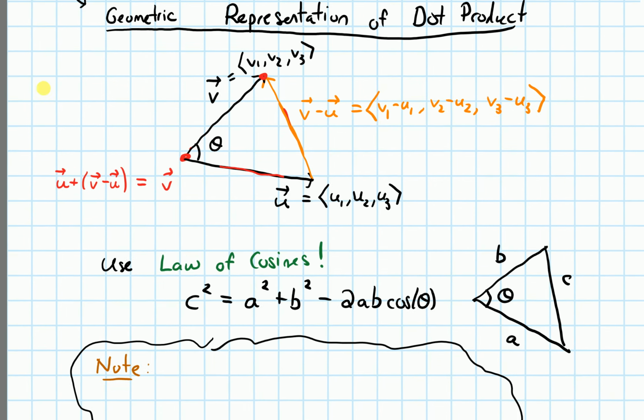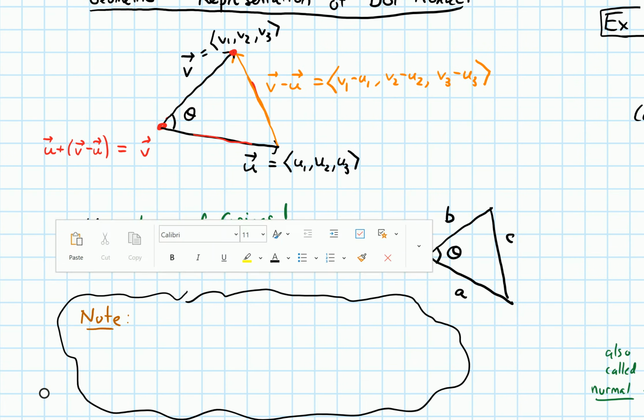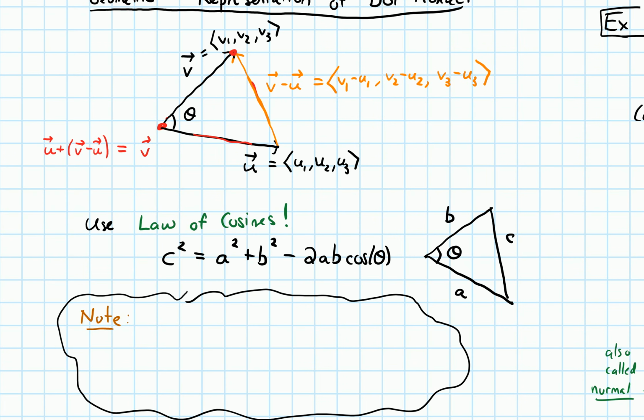Okay, so I'm going to zoom out a little bit, and I want to make a note before we proceed with this computation. So the note is, in the law of cosines, when theta is pi over 2, so that means 90 degrees, which is a right angle, this cosine theta becomes 0, and we end up with the Pythagorean theorem.